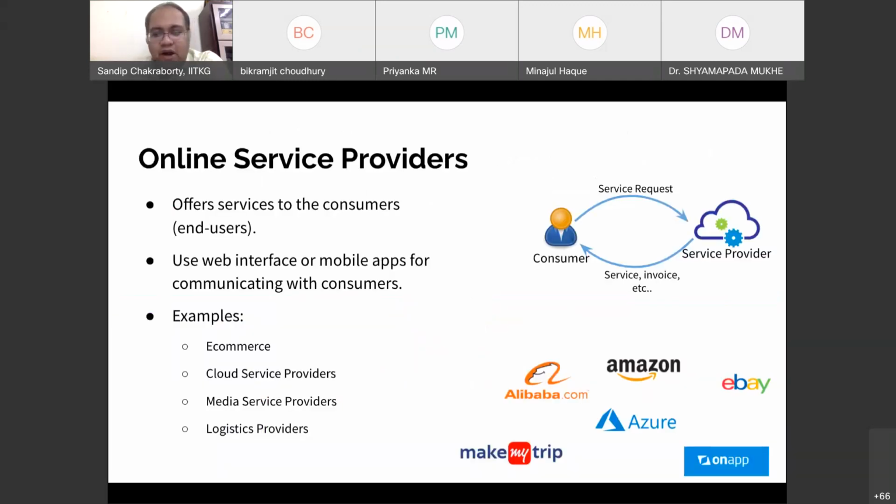So the core idea of this problem is as follows: we have different kinds of online service providers which offer services to consumers. The consumers are the end users here. And these service providers like Amazon, eBay, Alibaba, Make My Trip use a web interface or mobile app for communicating with the consumer. They can be in different domains: e-commerce service providers like Amazon, Alibaba, eBay; cloud service providers like Azure, OnApp; media service providers; and logistics providers like Make My Trip.